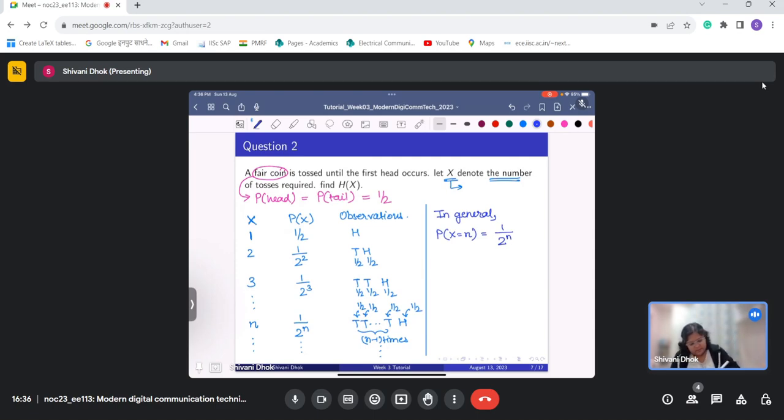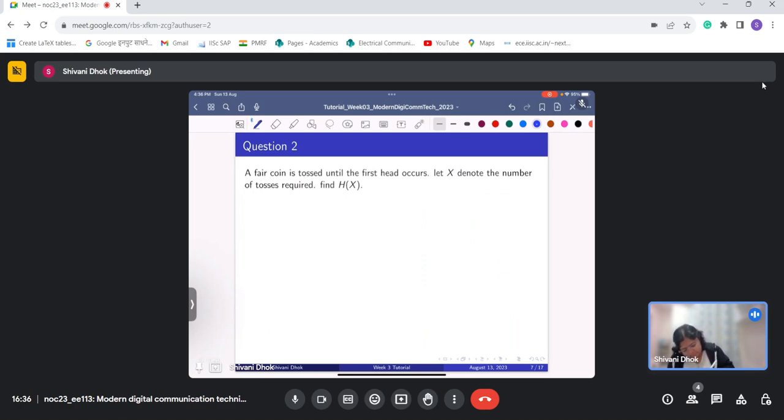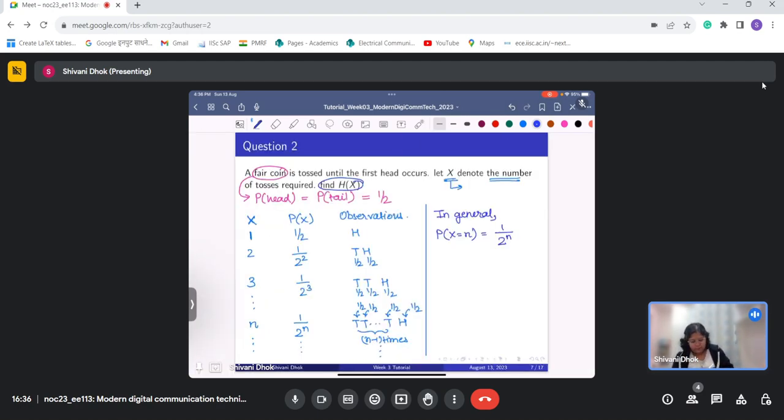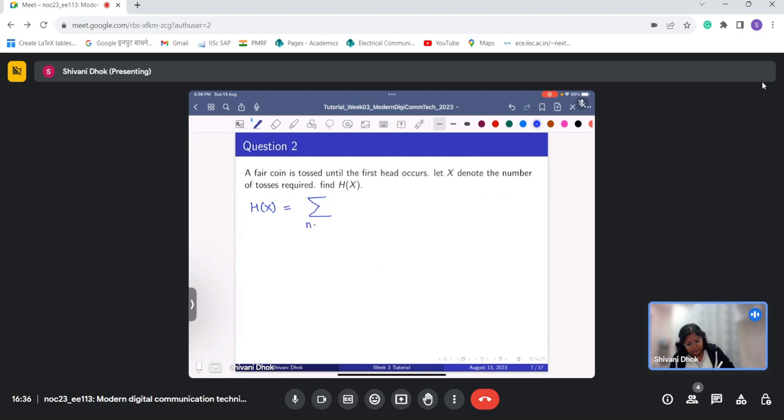And what we need to find is this H of X. How many values does this X take? X takes a value from 1, 2, 3, 4 till infinity, all the natural numbers. So this summation will be from n equal to 1 to infinity of the probability of X into log of 1 by the probability of X, with base 2.